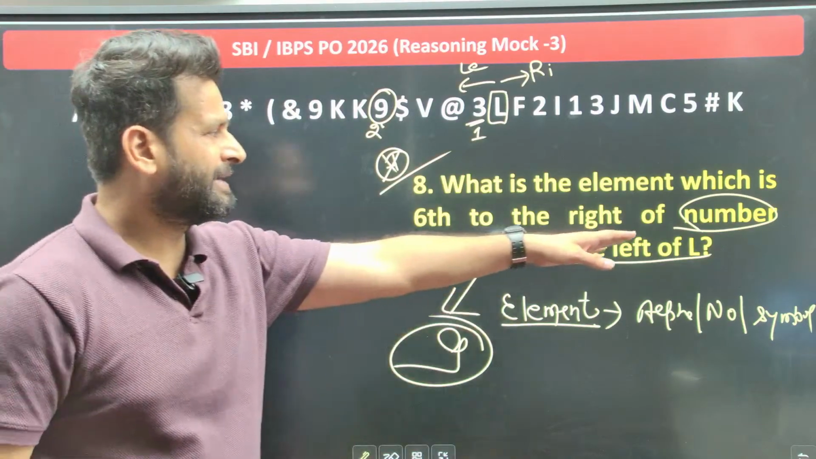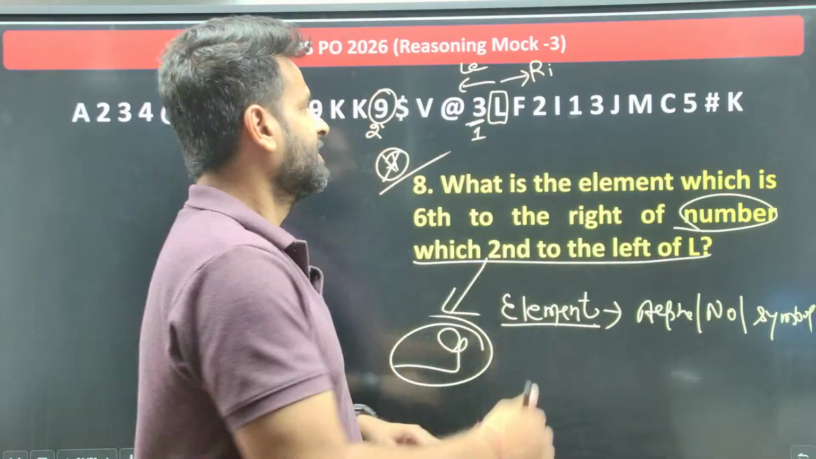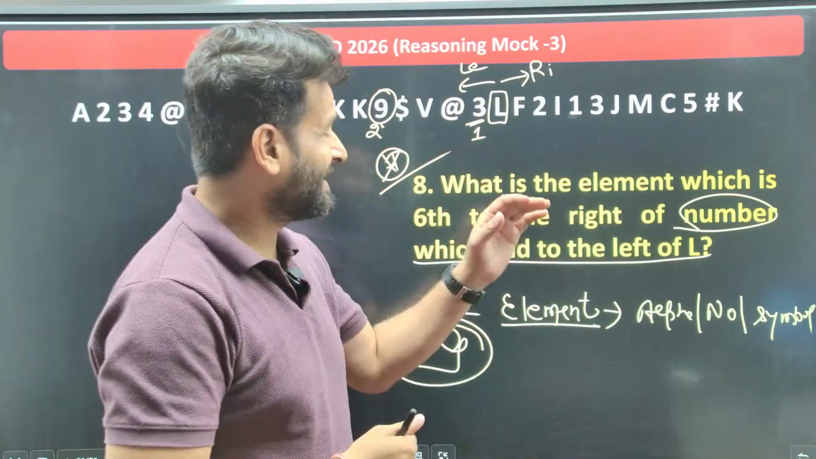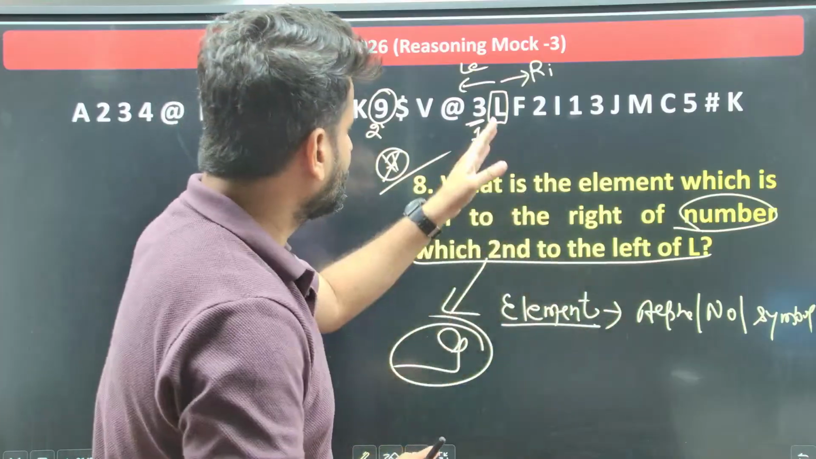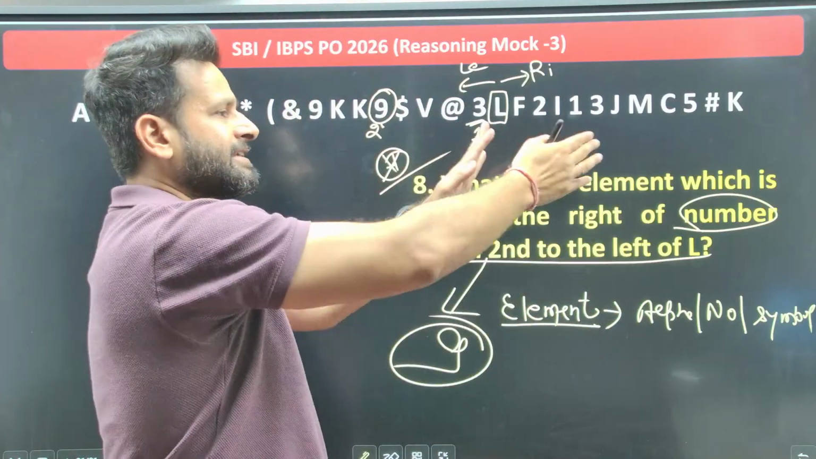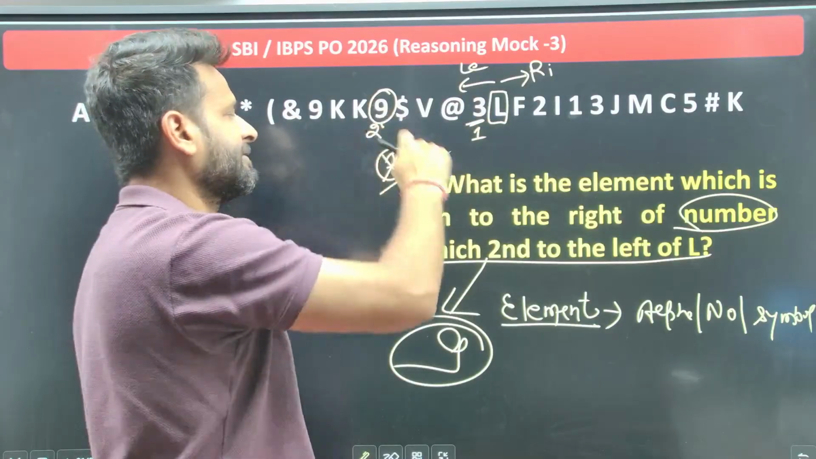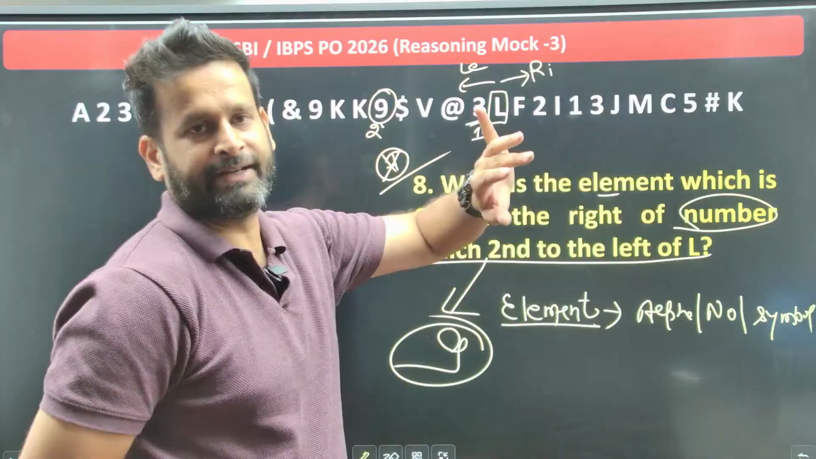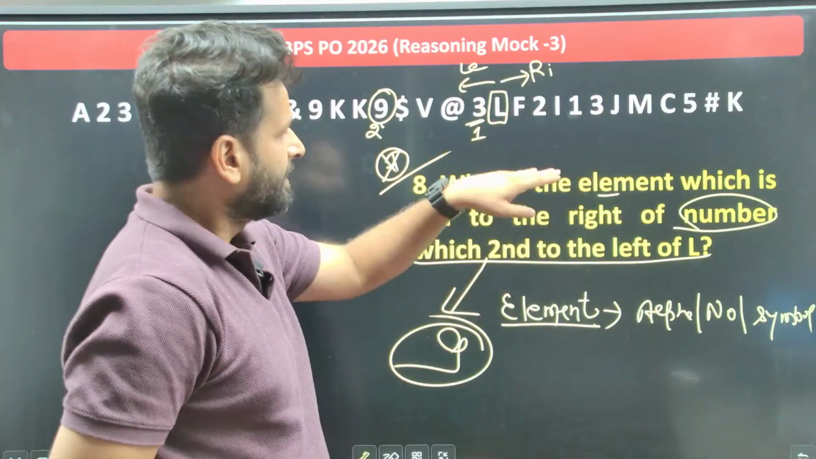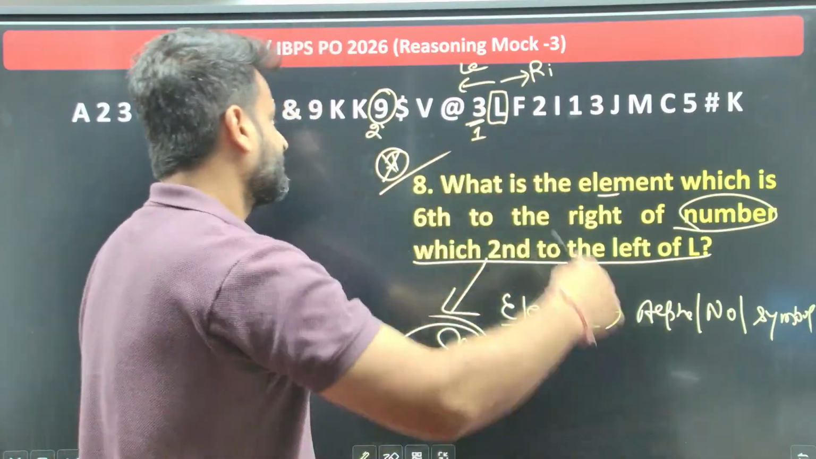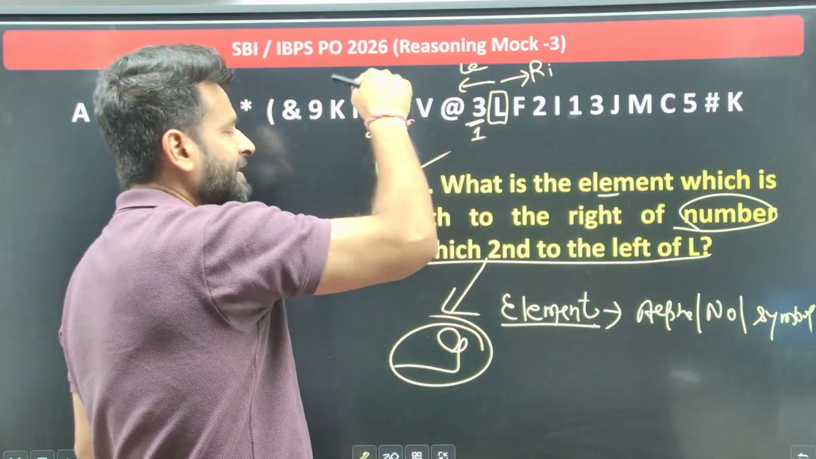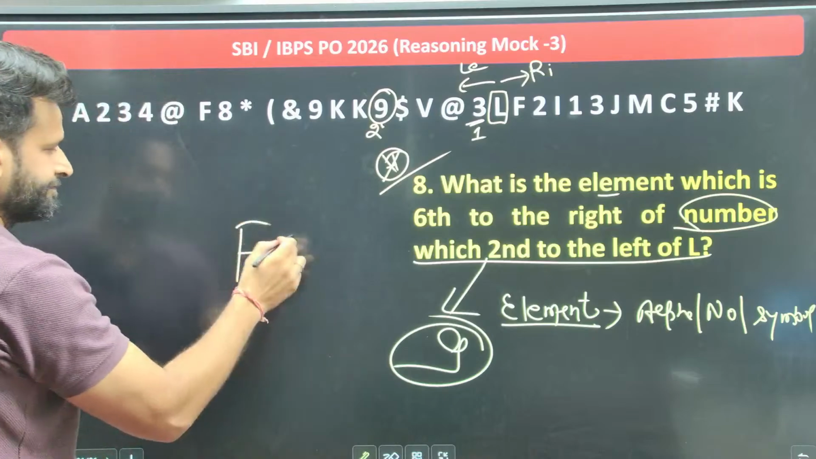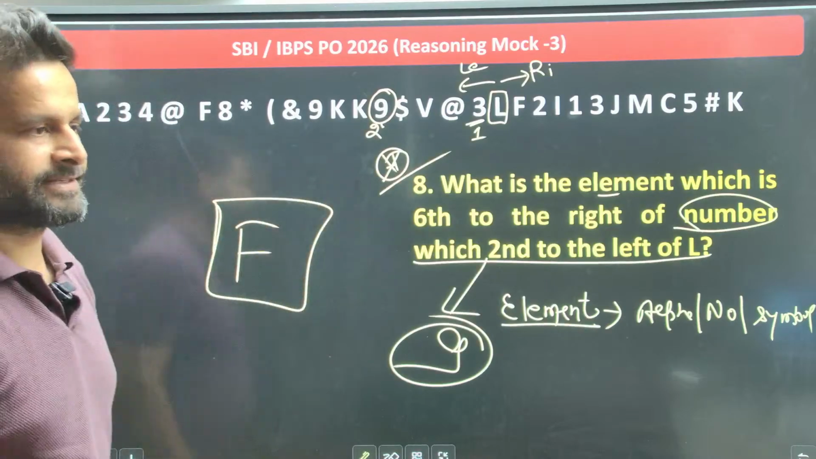Because if this had been element second left of L, then at the rate would have been my answer. But this time it is saying number second left of L. So towards the left hand side of L, the first number is 3, the second number is 9. With respect to this, I need to tell the element. I will count everything. Element which is sixth right: 1, 2, 3, 4, 5, 6. F will be the answer. I hope this is clear.